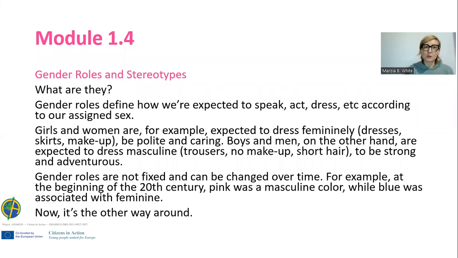So, what are gender roles and stereotypes? Gender roles define how we are expected to speak, act, and dress, according to our assigned sex. Girls and women, for example, are expected to wear a dress, a skirt, to use makeup, to be polite and caring. Boys and men, on the other end, are expected to wear trousers, to not use makeup, to have short hair, to be strong and adventurous.